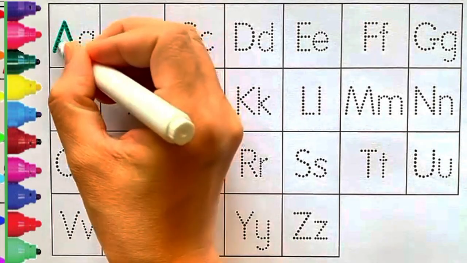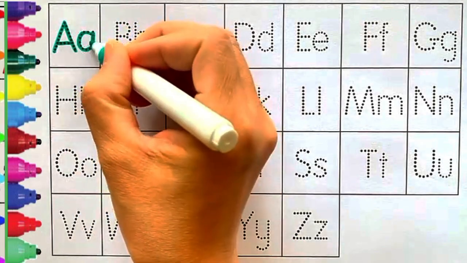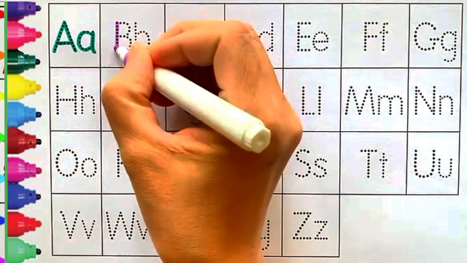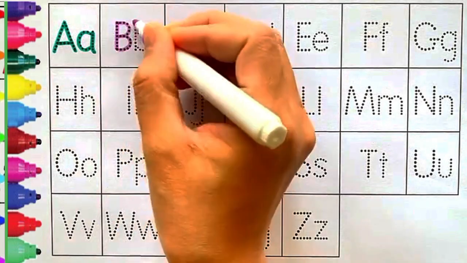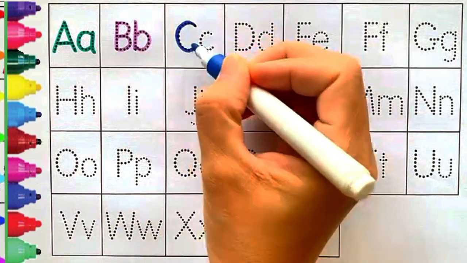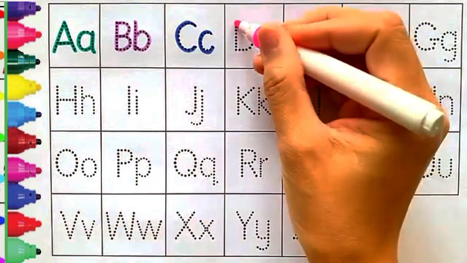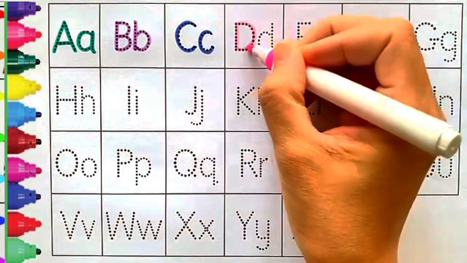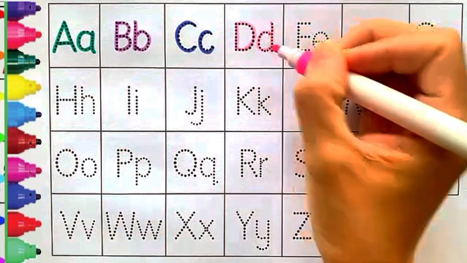A. A for apple. A for alligator. B. B for banana. B for butterfly. C. C for cat. C for carrot. D. D for dog. D for doll.